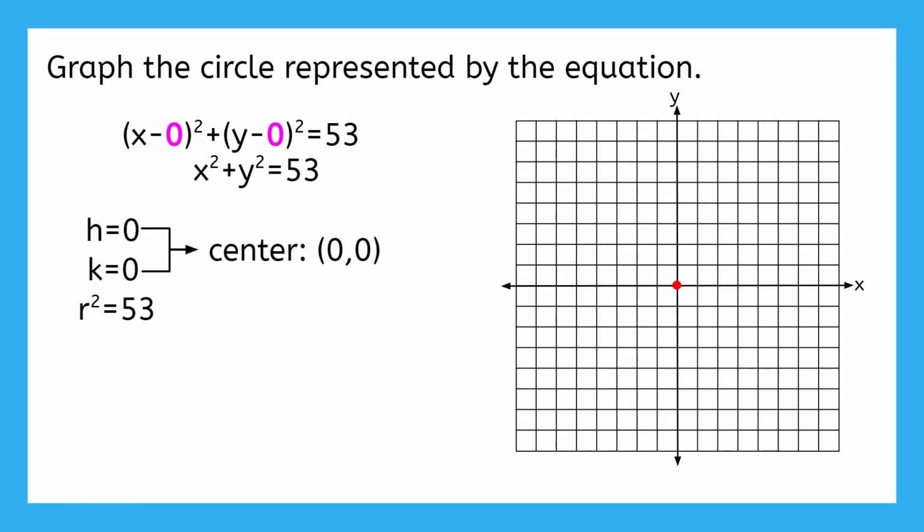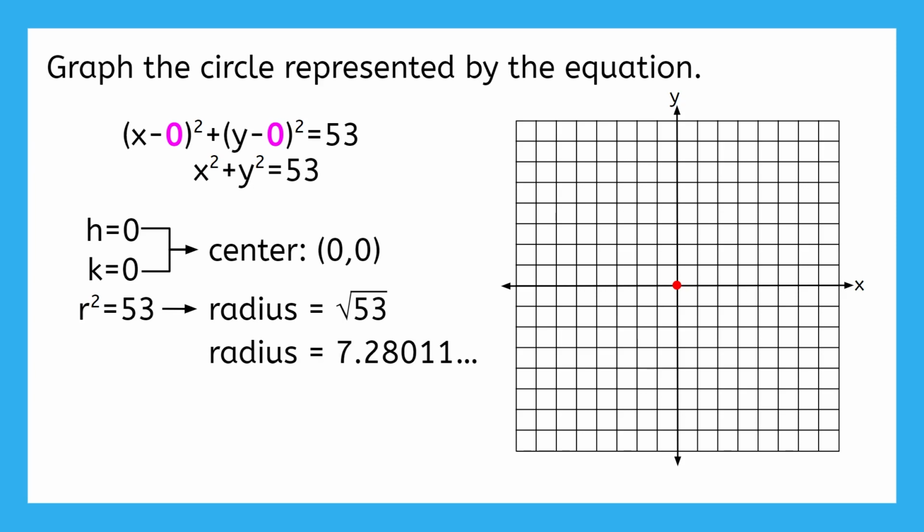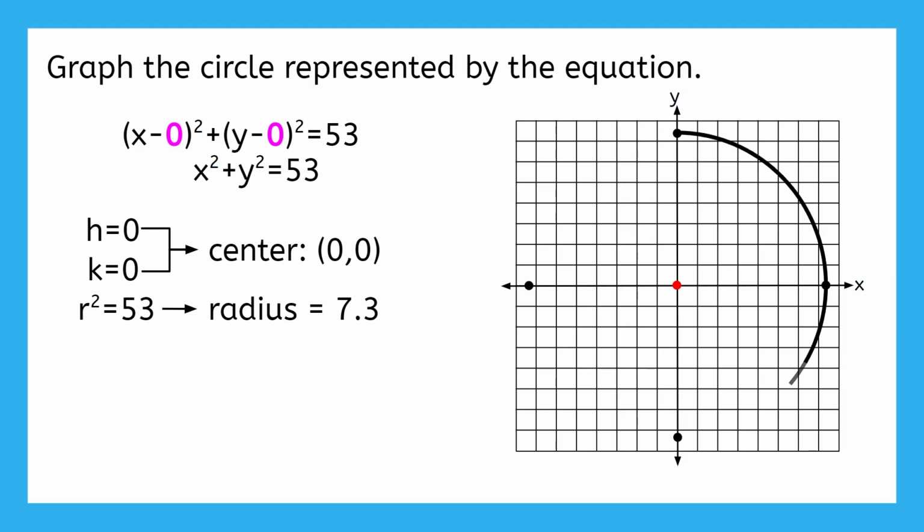So if we solve for r, we can see that the radius is the square root of 53. This is another case where the radius will not be a whole number, so we're going to need to use the decimal approximation. If I put the square root of 53 in my calculator, I get that it is approximately 7.28011. And for graphing purposes, let's just round this to 7.3. So I will plot my points about 7.3 units away from the center. These points will not be perfect, so just do your best to estimate. Now I can draw in my circle and finally erase or lighten my center. And there's the graph of our circle.